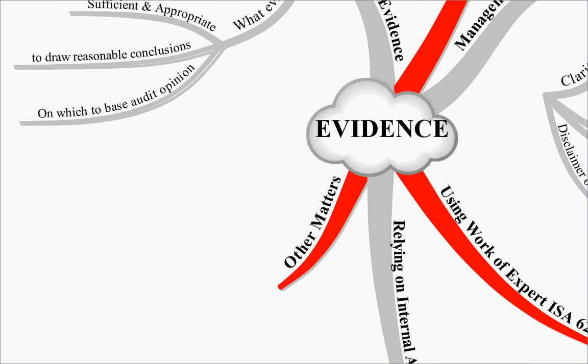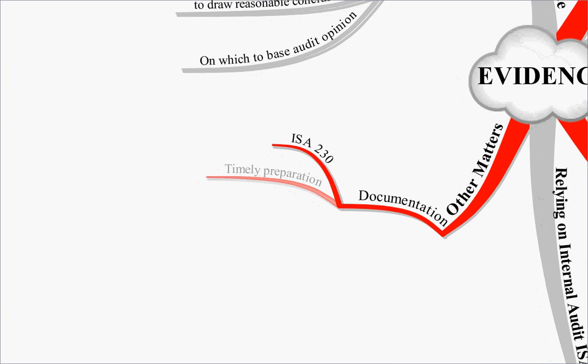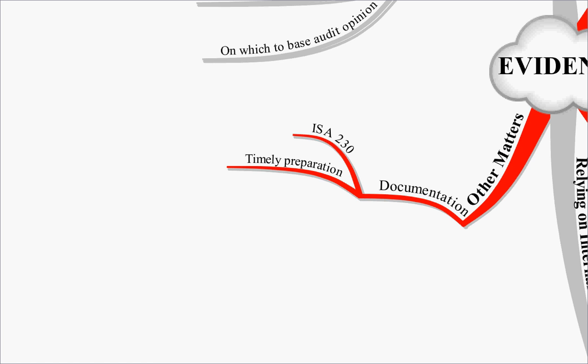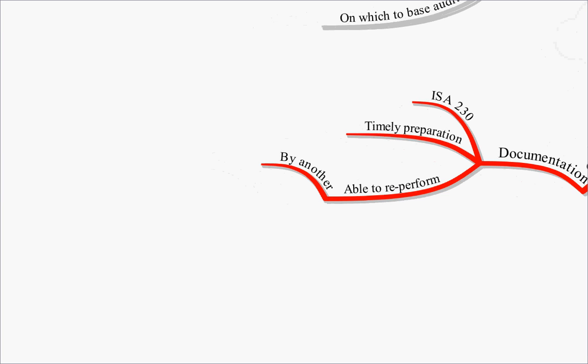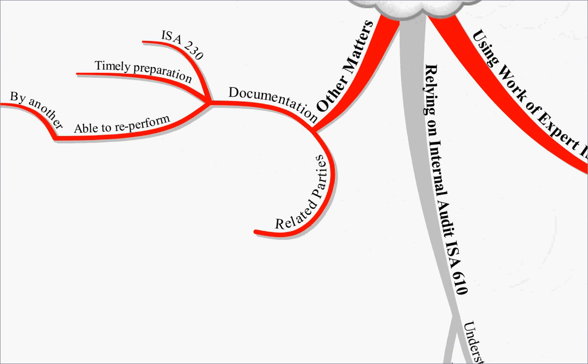Other matters then surrounding evidence. Documentary evidence is under ISA 230. You have to have timely preparation of all documents, and another auditor should be able to re-perform the tests that you have done by looking at the working papers that you have and re-performing the tests.